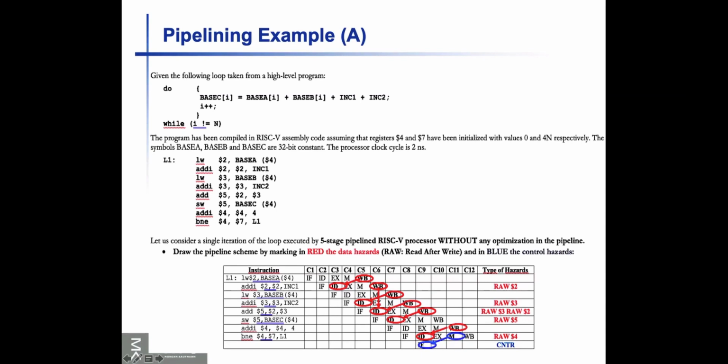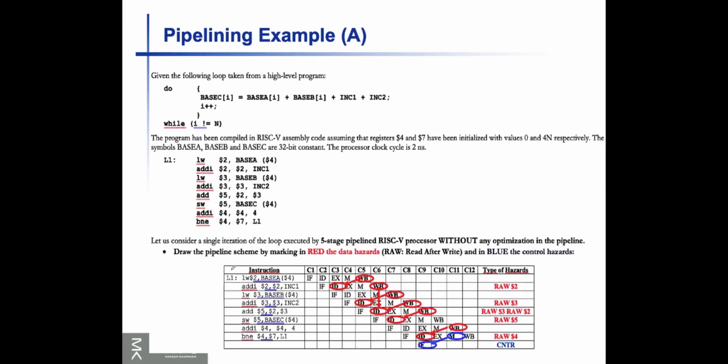So I might ask you just to write down the equivalent code for RISC-V, which is pretty easy for you guys now, for such an easy case. And then I might give you a table such as the following, and ask you to identify the hazards, okay?